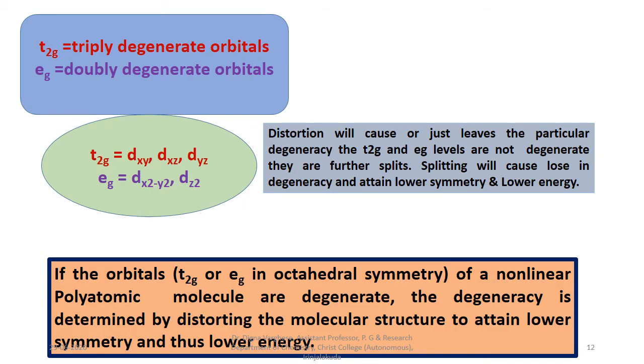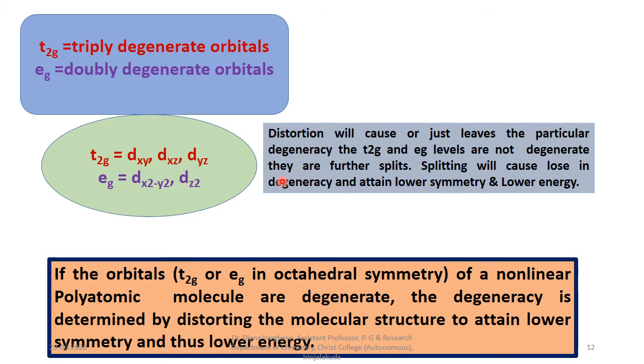So here the T2g system means triply degenerate orbitals, e.g. the Eg doubly degenerate orbitals. T2g contains orbitals like dxy, dxz and dyz, and Eg contains orbitals dx²-y² and dz². The distortions will cause loss of the particular degeneracy of the T2g and Eg levels.